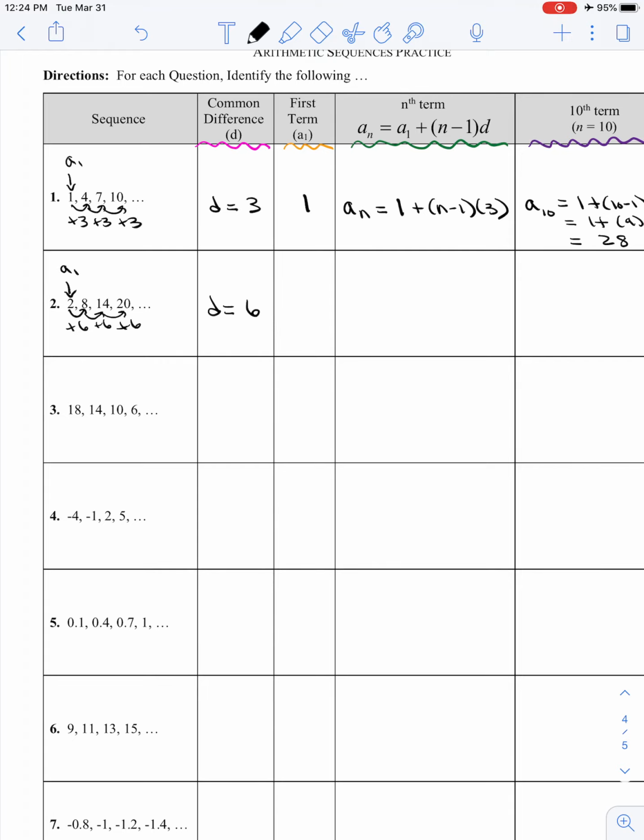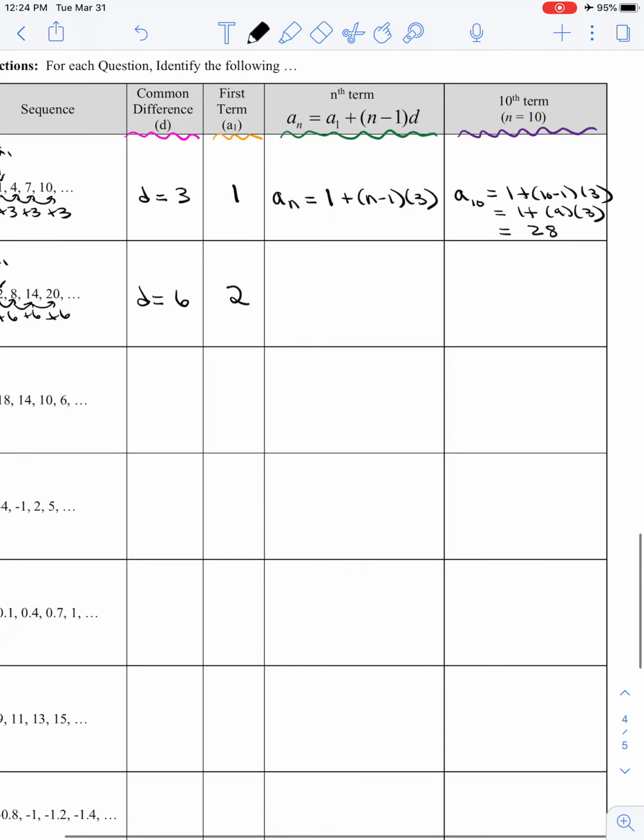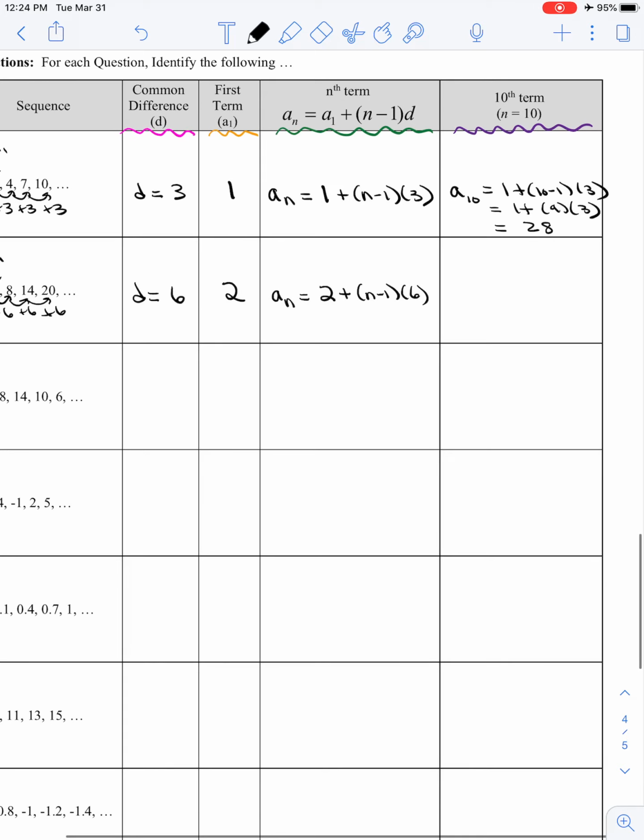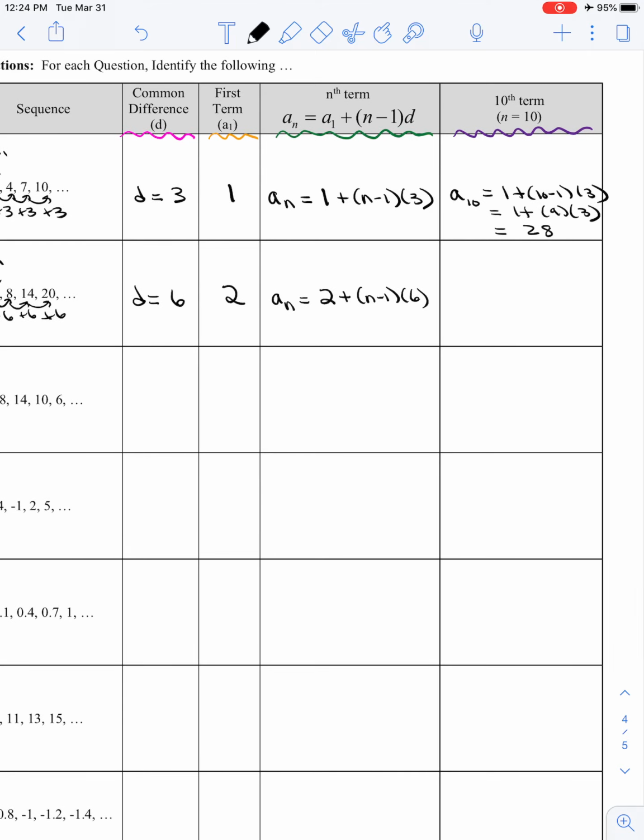So the value of my first term is a 2. So now I can write my equation. A sub n equals the value of my first term, 2, plus n minus 1 times d. And again, you can leave it like that or multiply it out. And the last part is just asking you to plug in 10 for where you see an n.